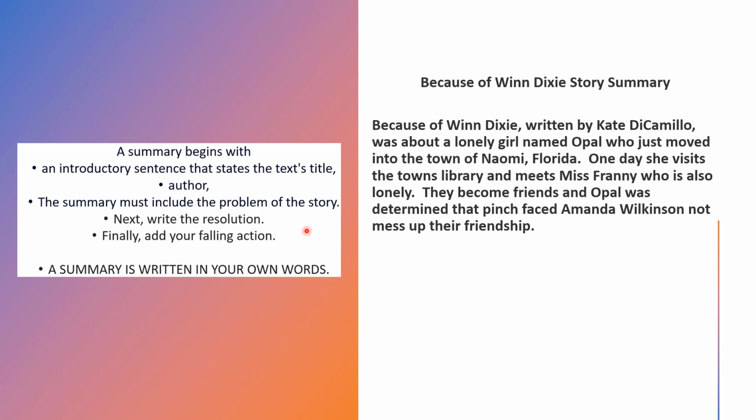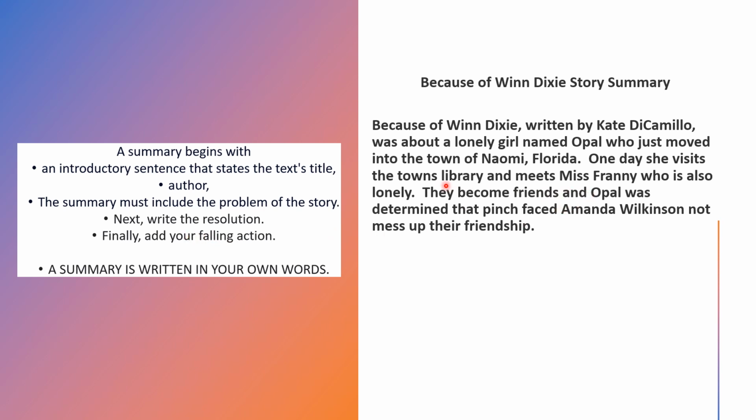Okay, let's see. A summary begins with an introductory sentence that states the text title and author, Because of Winn Dixie, written by Kate DiCamillo. I got that. The summary must include the problem of the story. It was about a lonely girl named Opal who just moved into the town of Naomi, Florida. It's got that. The resolution. One day she visits the town library and meets Miss Franny, who is also lonely. They become friends. There you go. The resolution. They become friends.